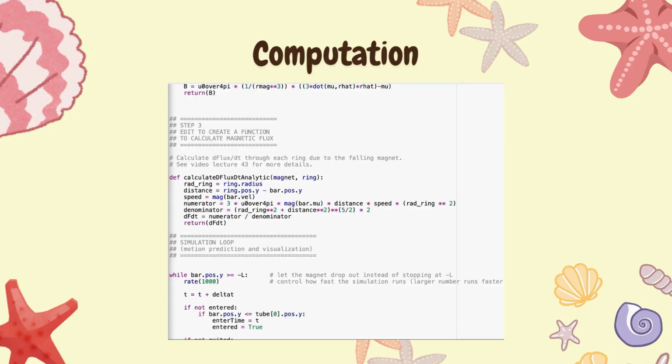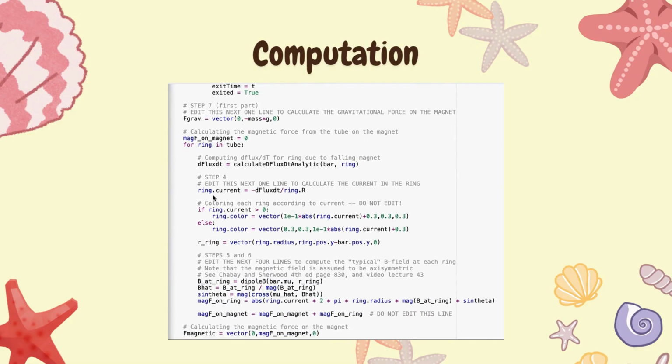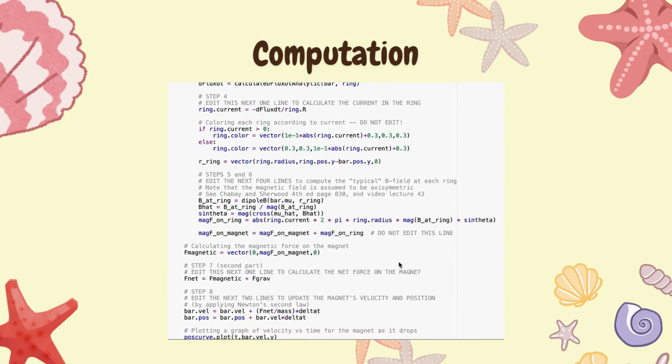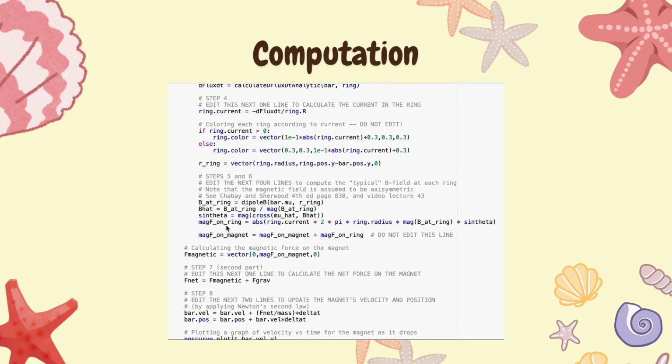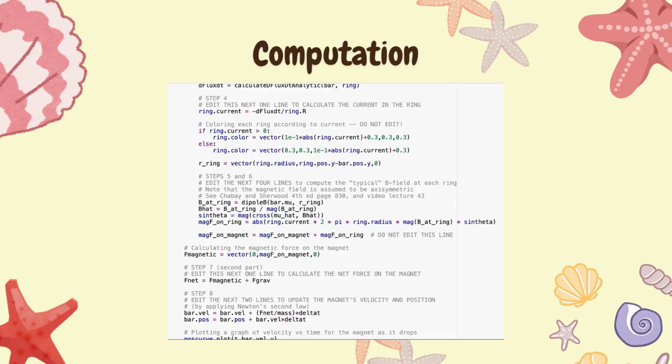If we keep scrolling down, we can see that we calculate the current through each ring, and to do this we are using a combination of both Ohm's law and Lenz's law. The negative sign here represents Lenz's law since current opposes the change in flux. And then if we keep scrolling down, we start to find the forces. So we find the magnitude of the force on the ring, and this is the force contribution from each ring. Then when we sum that, we get the total magnitude of the force on the magnet.